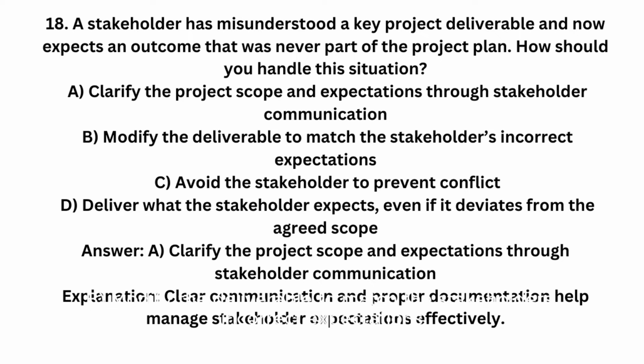B. Modify the deliverable to match the stakeholder's incorrect expectations. C. Avoid the stakeholder to prevent conflict. D. Deliver what the stakeholder expects, even if it deviates from the agreed scope. Answer: A. Clarify the project scope and expectations through stakeholder communication. Explanation: Clear communication and proper documentation help manage stakeholder expectations effectively.